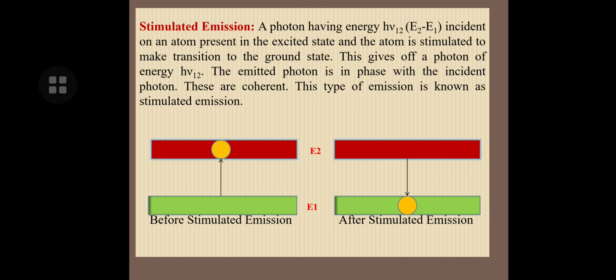This gives off a photon of energy h nu. The emitted photon is in phase with the incident photon. These are coherent. This type of emission is known as stimulated emission.